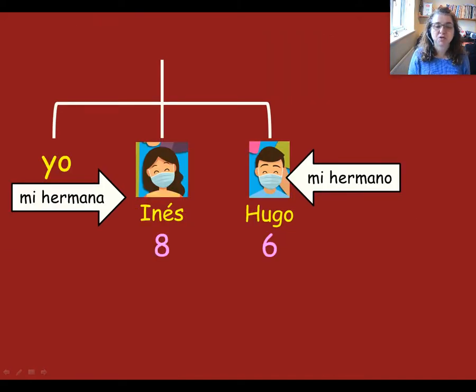We also used the youngest people in the family, didn't we, to have a look at ages. We found out that Ines is 8 and Hugo is 6. We already know how to say our own age. Tengo 9 años. I am 9 years old. Or really, I have 9 years.